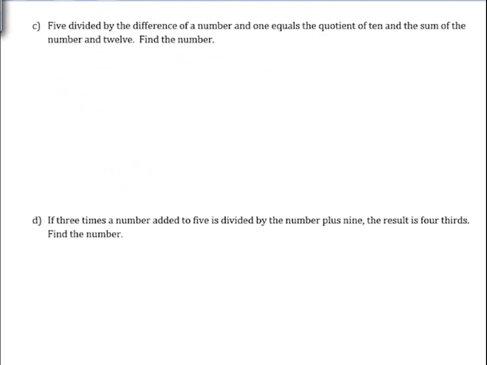Our next example: 5 divided by the difference of a number and 1 equals the quotient of 10 and the sum of the number and 12. Find the number. So the first thing that we're going to do is declare our variable, which means we're going to write x is equal to, and it's just equal to the number in this one. That's what they're asking us to find. You could use n if you'd rather use n instead of x.